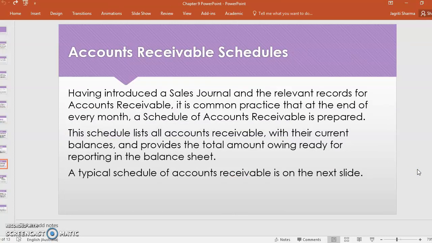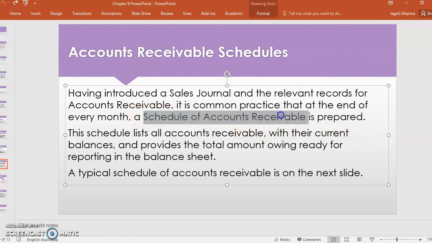Now again, accounts receivable schedules. Having introduced a sales journal and the relevant records for accounts receivable, it is common practice that at the end of every month, a schedule of accounts receivable is prepared. Now you need to make a schedule of accounts receivable, which will have all the names of all the customers, and the amount next to it. I'll show you that example in the next video.